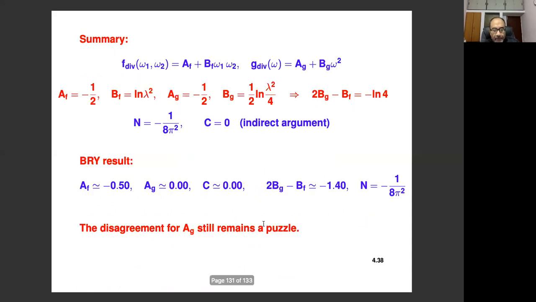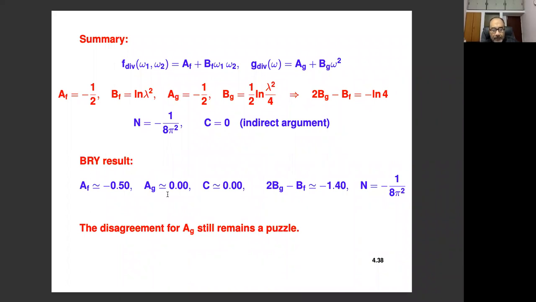Okay, so let me summarize. These are the results that we have found using string field theory, and these are the results that BRY found by numerical comparison with the matrix model, except this one, which was determined analytically. The main point I want to emphasize is that all the constants agree, except this one. It still remains a puzzle, and hopefully somebody will solve it sooner or later. At this point, there is still disagreement between these constants computed from the string field theory perspective and from the numerical comparison of the matrix model results.